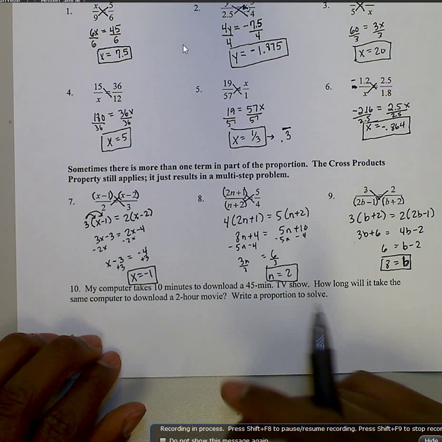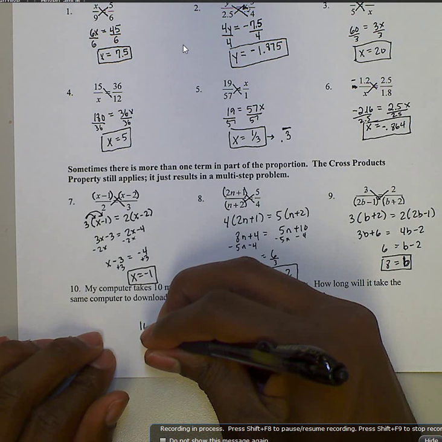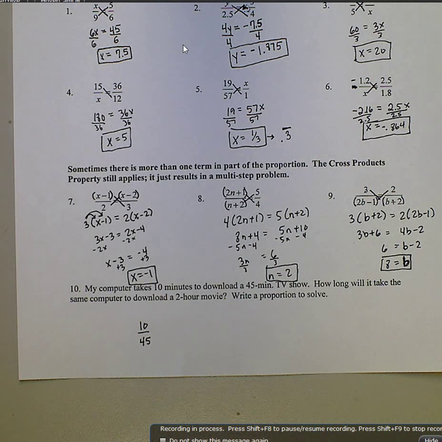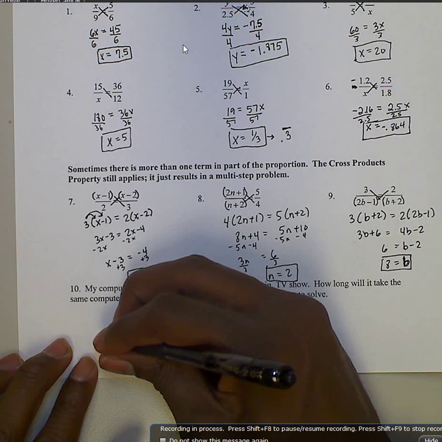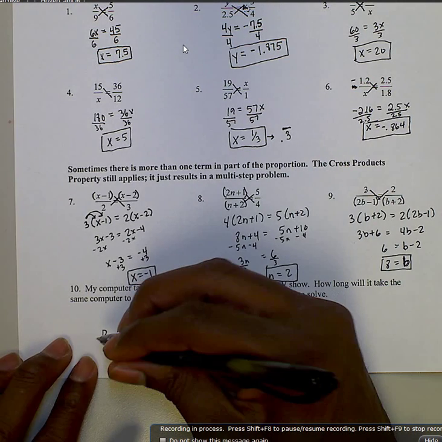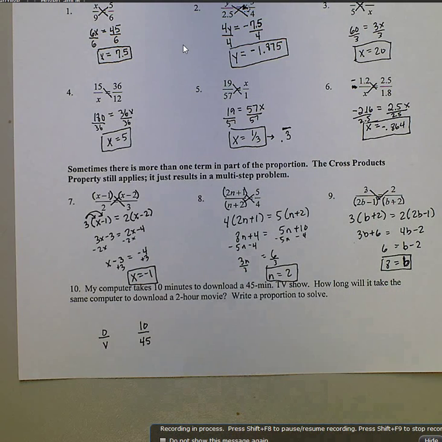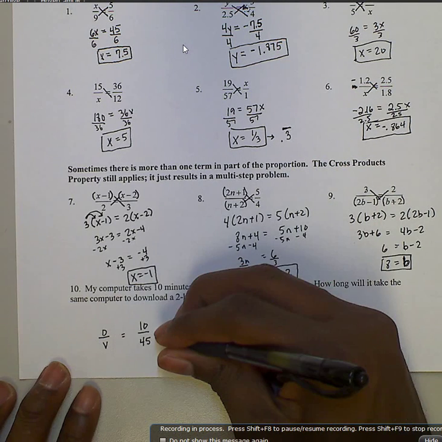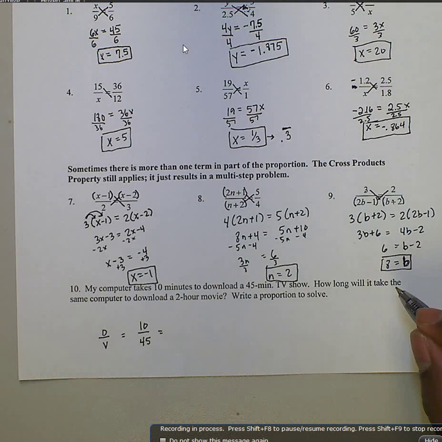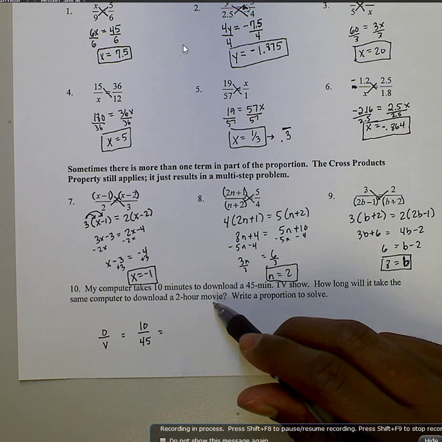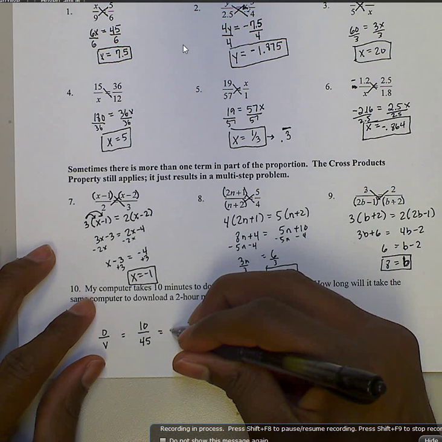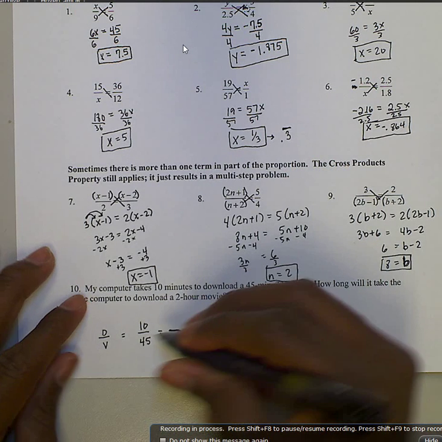So it takes us 10 minutes for a 45-minute video. Okay, so we have our download speed, and you don't have to have download time over video length. You could have video length over download time. But now this next one says, how long will it take the computer to download a 2-hour movie? Where does this 2 hours go? Does it go on the top or the bottom? It should go on the bottom because that's where our video length is.